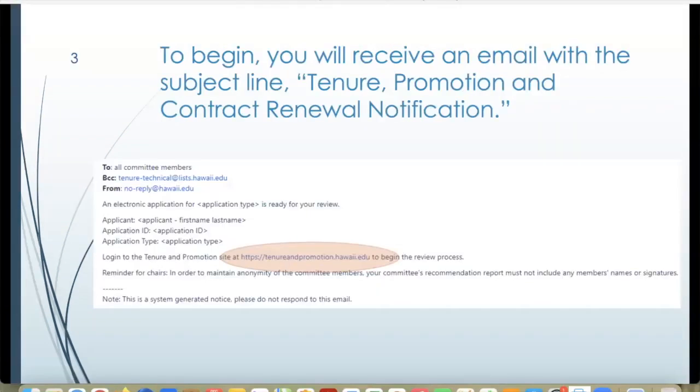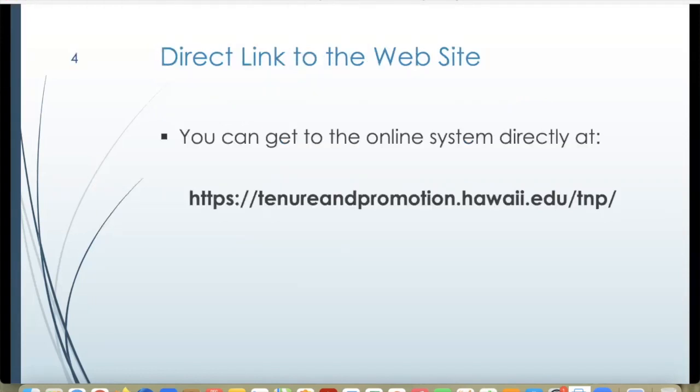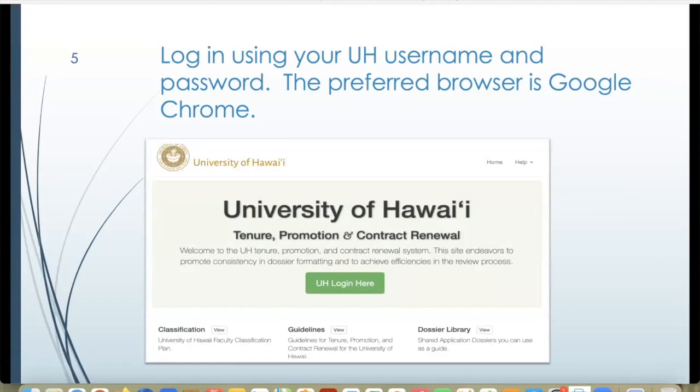When an application for tenure promotion or contract renewal is ready for your review, you'll receive an email that looks like this. The email will include the applicant's name, applicant ID number, and will indicate what the person is applying for. The link in the email will take you to the website. If you can't find your email, you can get to the site directly at this web address. When using this online system, the preferred browser is Google Chrome.